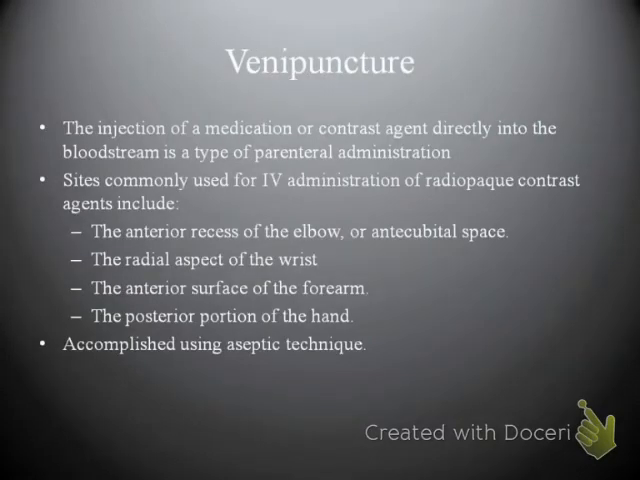So venipuncture. The injection of a medication or contrast agent directly into the bloodstream is a type of parenteral administration. So keep that in mind. Parenteral. Sites commonly used for IV administration of radiopaque contrast agents include the anterior recess of the elbow, or the antecubital space. This is what you're going to hear it called more often, the antecubital space. The radial aspect of the wrist, the anterior surface of the forearm, and the posterior portion of the hand.